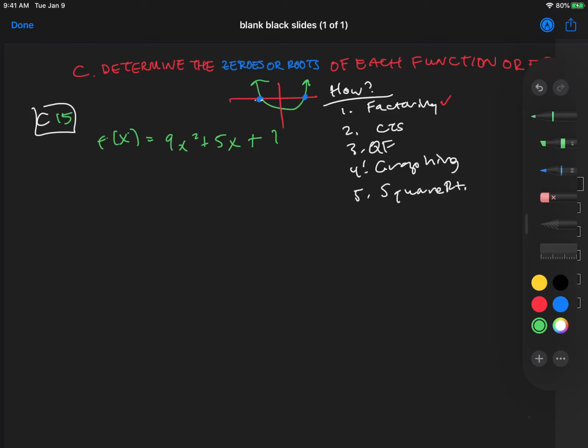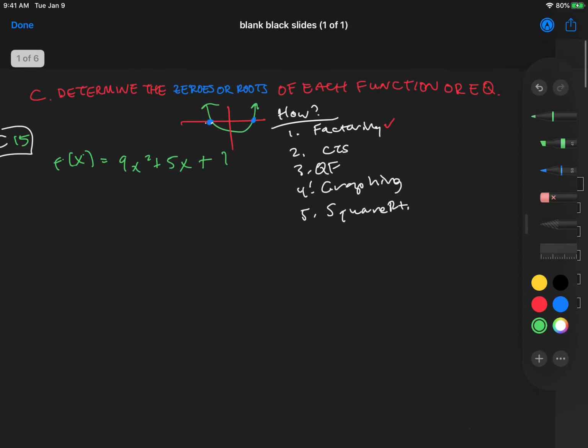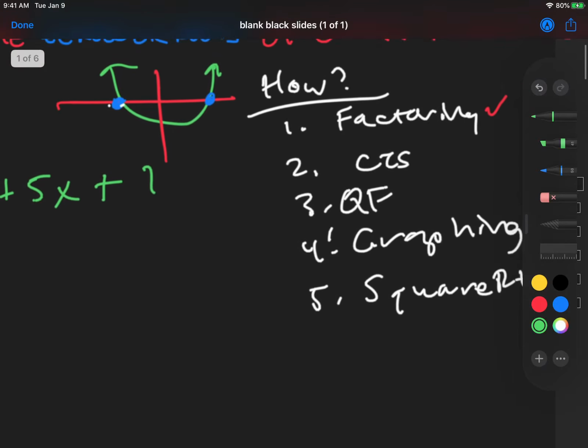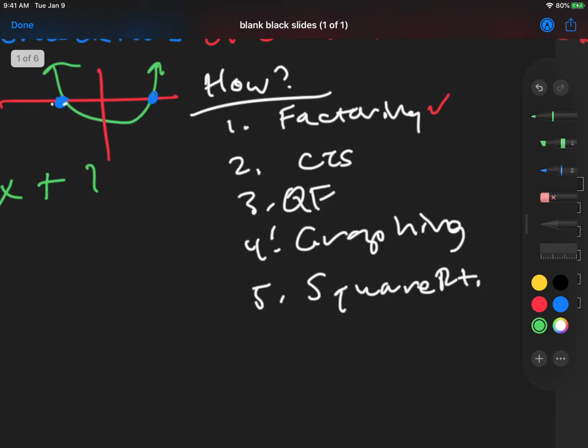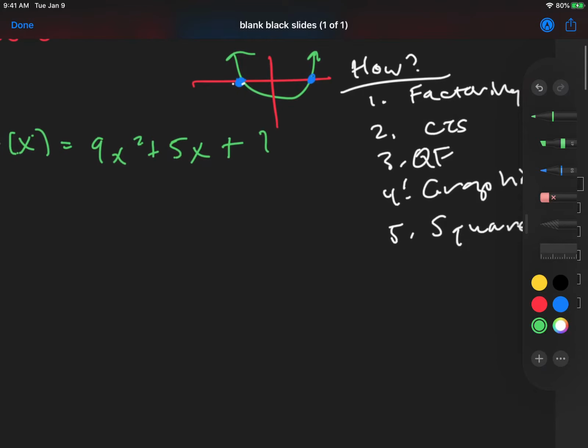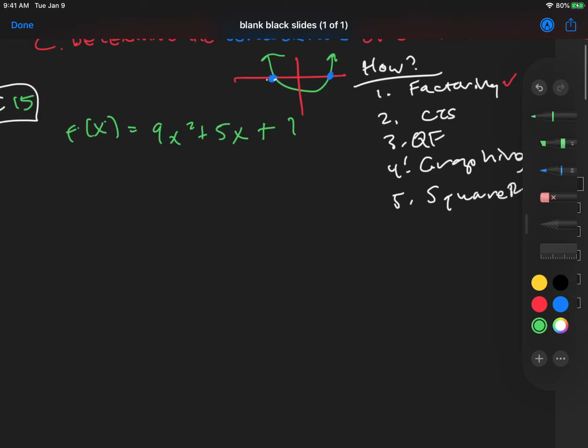Determine the zeros of each function or equation. Remember, how do I find those blue dots? You can use one of these 5 methods. We always try to go for factoring. So let's go ahead and see if we can get to this one, the factoring.